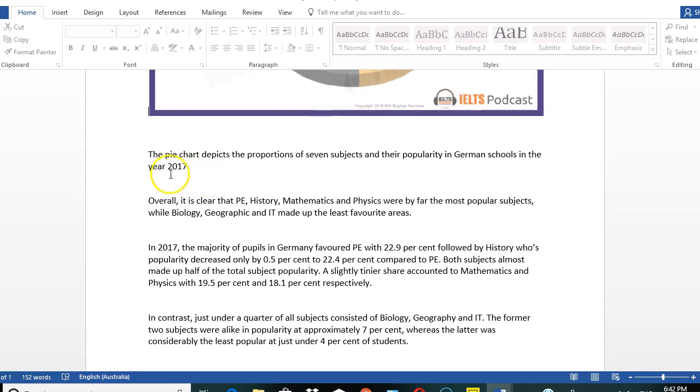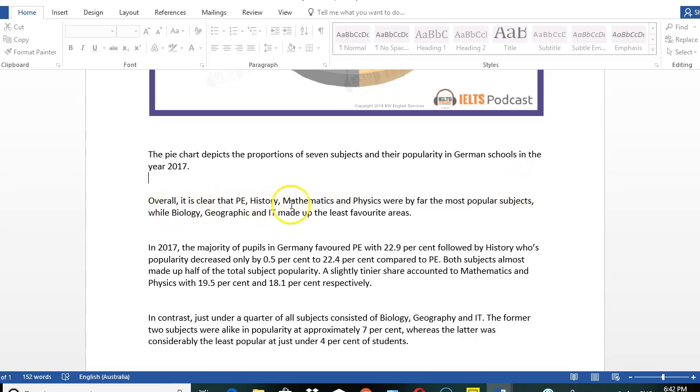Let's have a look. You have a good introductory sentence. The pie chart depicts the proportions of 7 subjects and their popularity in German schools in the year 2017. Okay, you don't really need to make it that long. You may merely say in 2017 because you know word count and you really need to keep up with the requirements of the word count.